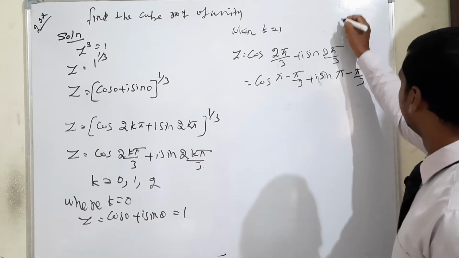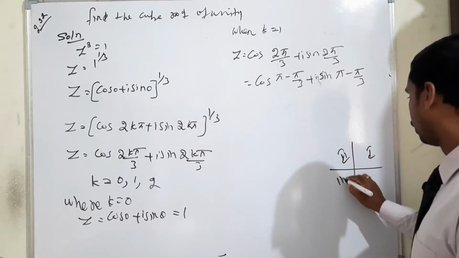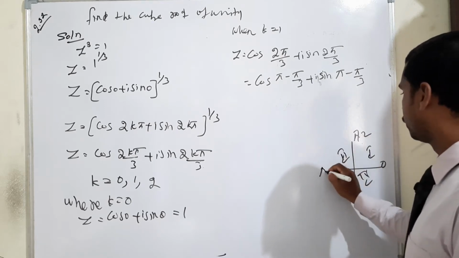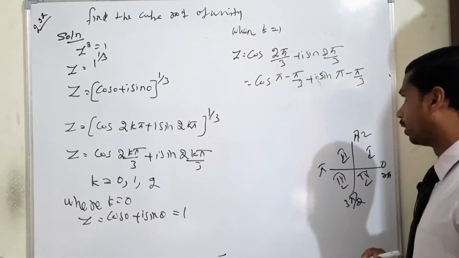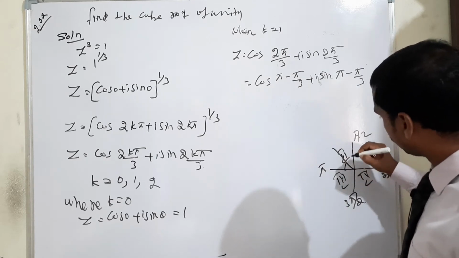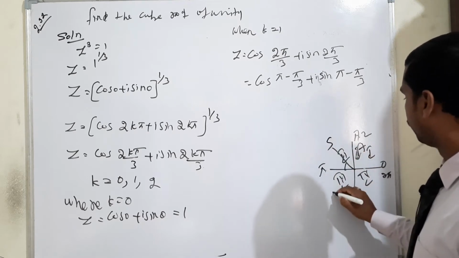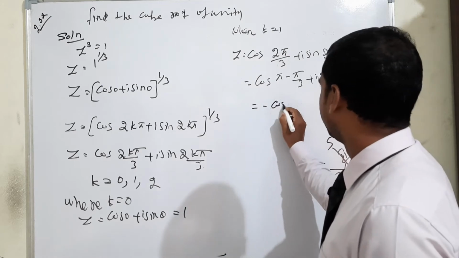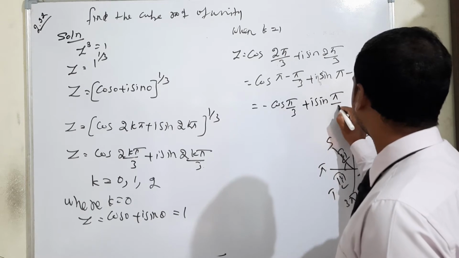Already you know the unit circle: first quadrant, second quadrant, third quadrant and fourth quadrant, with 0, pi by 2, pi, 3 pi by 2 and 2 pi. Here pi minus pi by 3 lies in the second quadrant. Second quadrant, by the rule All Silver Tea Cups, means sine only is positive. So we get minus cos pi by 3 plus i sin pi by 3.